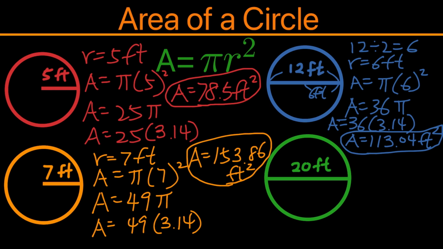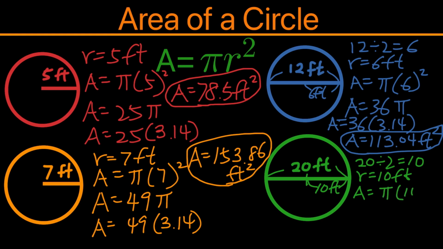Now for the final example, we also have a diameter of 20 feet. So just like the previous example, we're going to need to find the radius, which is half of the diameter. So 20 divided by 2 is 10. So we have the radius is 10 feet. And plug into the formula, pi and then 10, then square. So we will have 100 pi.